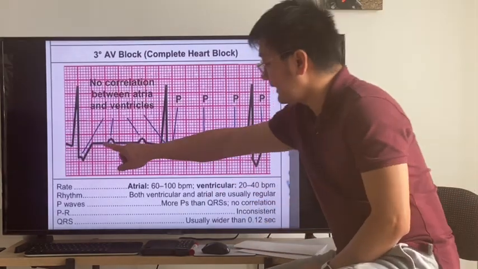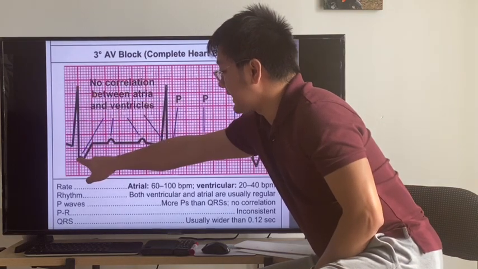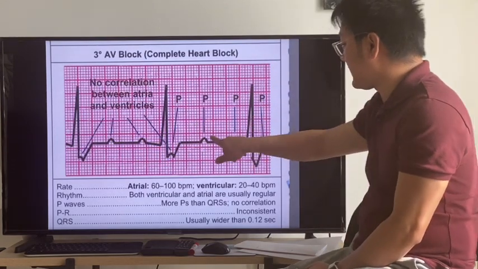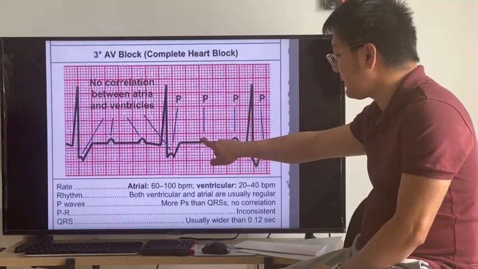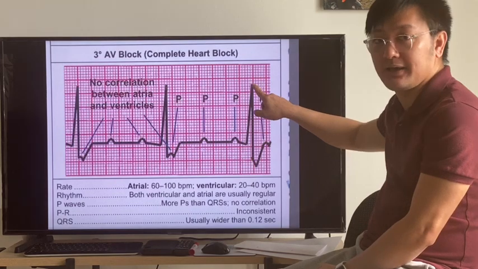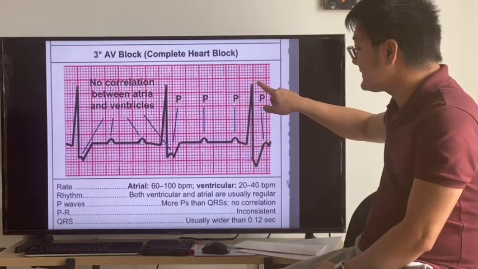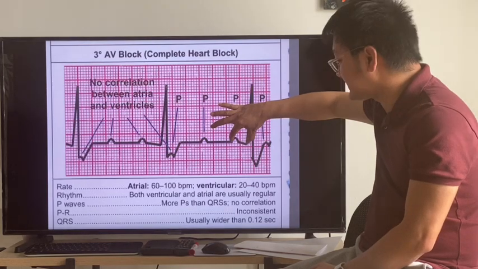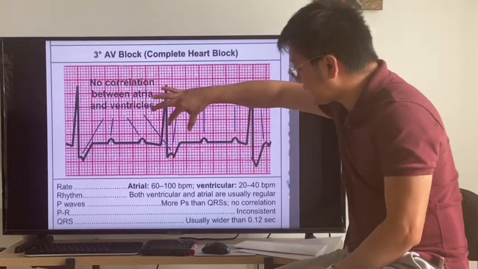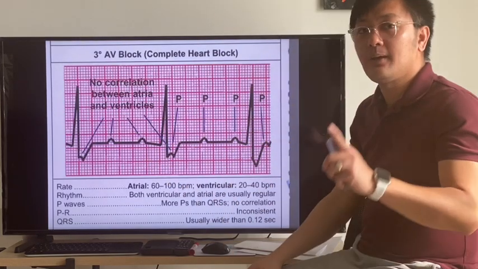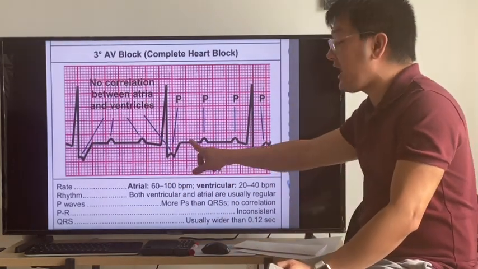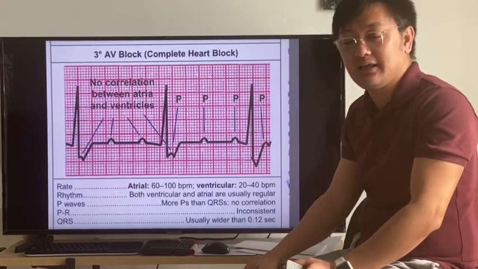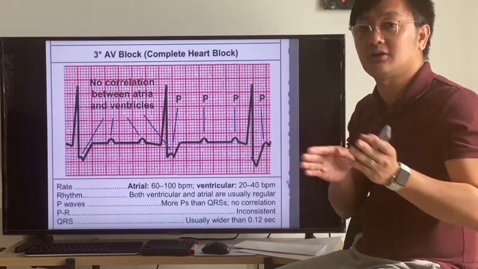Look, R, S, am I right? P, P, P, P, P. More than one P wave in every QRS complex. But if you use the P wave near to your QRS, it could be normal, it could be prolonged. Therefore, the relationship of your PR interval in your third degree AV block is inconsistent. It could be normal, it could be prolonged.